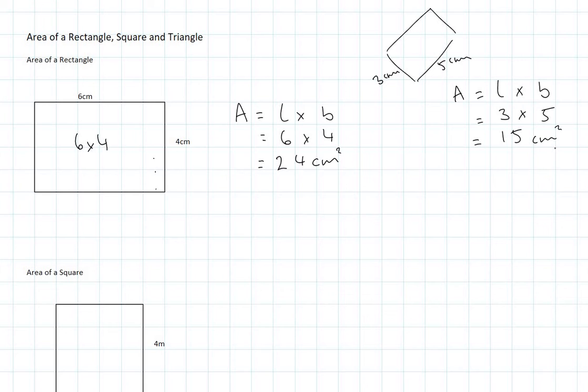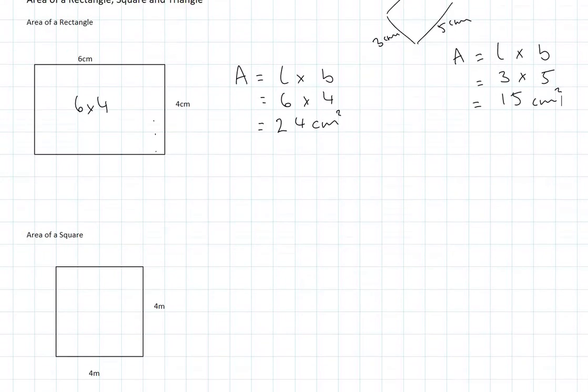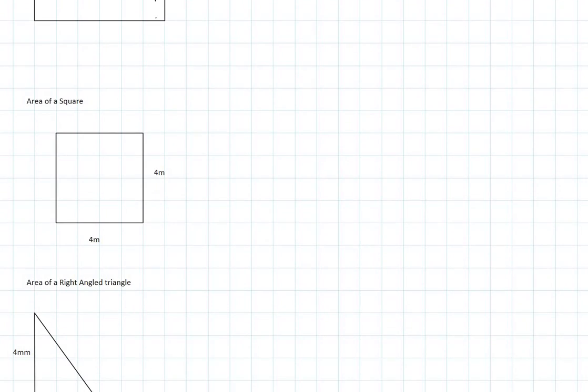15 centimetres squared. For a square, it's the exact same thing. We can write our formula slightly differently though. Because the length and breadth are the same, it's like we've got L times L, and we can write that in a special way. It's L squared. That notation just means L times L, which is 4 squared. It just means 4 times 4, which is 16, and here we've got metres squared.